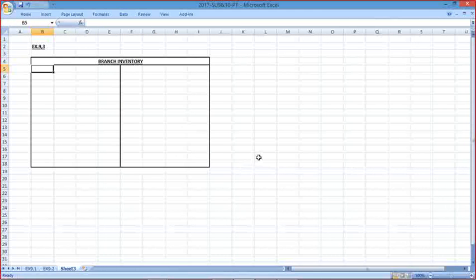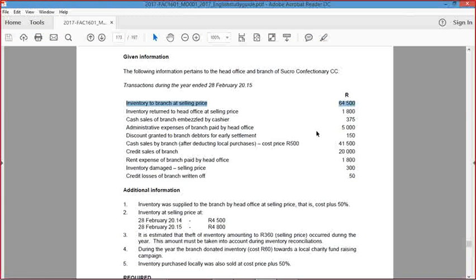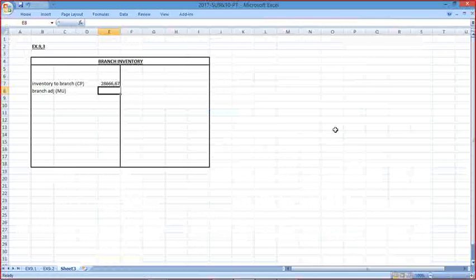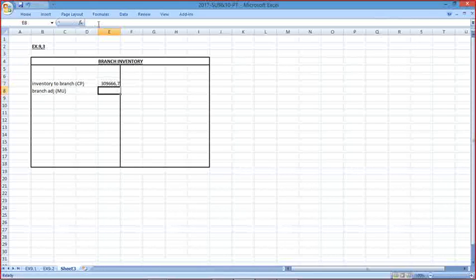I'm going to skip a line in case of balances, so I don't leave that out, and then I'll write down branch inventory to branch. The inventory to branch would have been at cost, and then you would have had the branch adjustment, which would have been at markup. 43,000, was that the total? Selling price. So 43 times 100 divided by 150. 43 is the cost price. You worked it out already. Okay, 64,500 minus that gives us the branch adjustment. So that's inventory to branch. That's done. That's correct, yes.